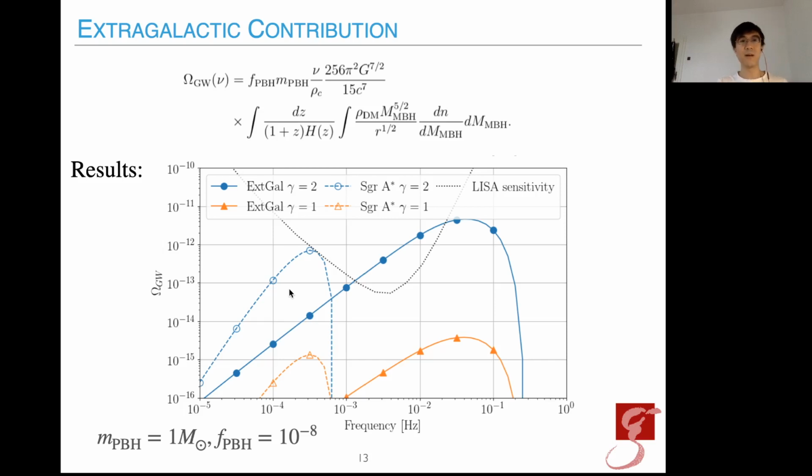Okay, and substituting the massive black hole's number density into the expression of the omega GW, we can calculate the contribution from all the extragalactic sources, which is a contribution from the whole universe. And the result is plotted as the solid blue and orange line. And for comparison, we also use the dashed line to plot the results from Sagittarius A, which is already plotted in the previous slides. Again, I choose the M_PBH to be one solar mass and the fraction to be 10 to minus 8. And you can see if the dark matter index parameter gamma is 2, then this signal can already be detected by LISA.